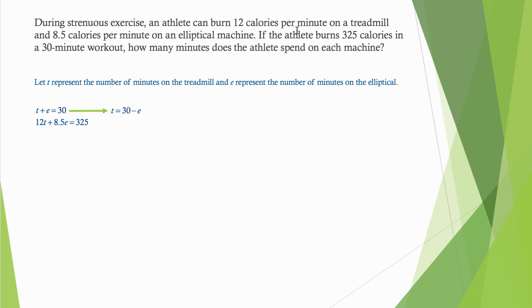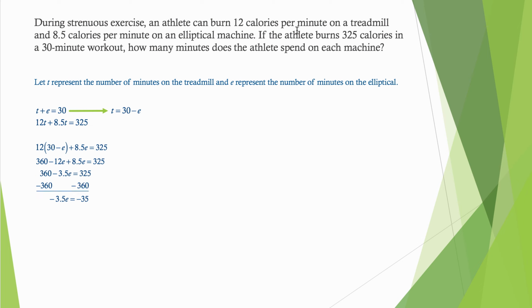You can choose to solve this by either substitution or elimination, but since we have T plus E equals 30 as a very simple equation to solve, I'm going to solve using substitution. So T is equal to 30 minus E. Then we could substitute into the bottom equation. 12 times 30 minus E plus 8.5E is equal to 325. We're going to distribute and then combine like terms. So 360 minus 3.5E is equal to 325.